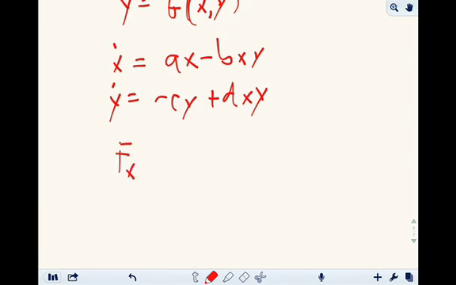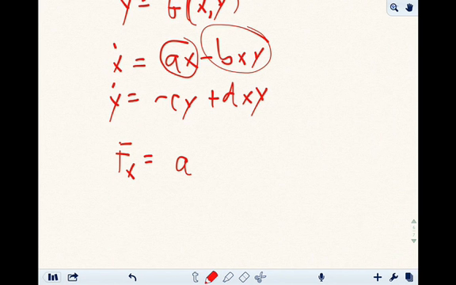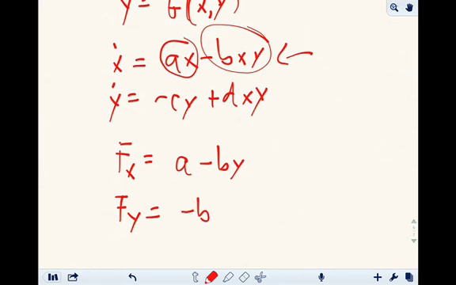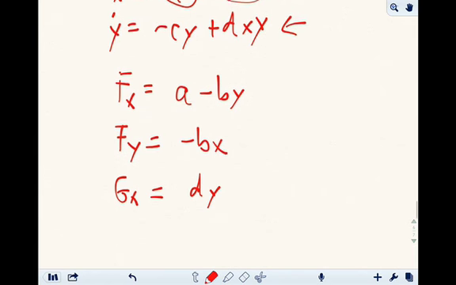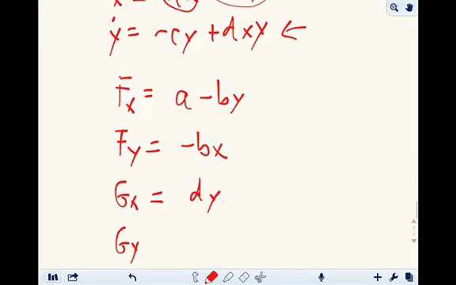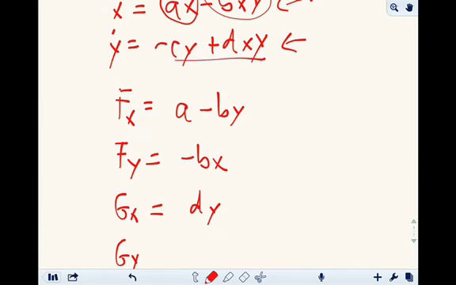Partial f partial x, which I've written in shorthand as f sub x, is equal to a, the derivative of this with respect to x, minus b y. We have f sub y, the derivative of this function with respect to y. The first term is 0, the second term is negative bx. We have g sub x, the derivative of this nonlinear function with respect to x. The derivative of the first term is 0, the second term is dy, and g sub y, the derivative of this with respect to y, is negative c plus dx.